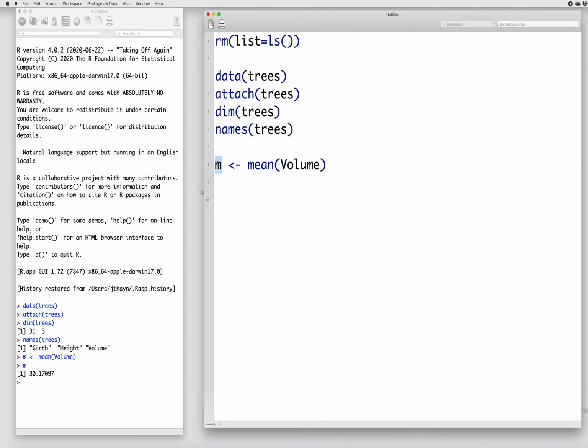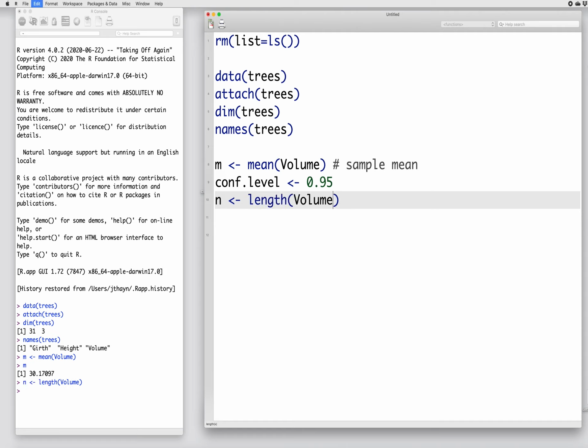and discover that it is 30. But that's based on my sample, so this is the sample mean. I want to get to my population mean, which is that mean plus or minus a confidence interval. I calculate the confidence interval by establishing a confidence level. Let's say that I want to be 95% confident, and I also need to know my sample size, which is the 31 that we already talked about before.